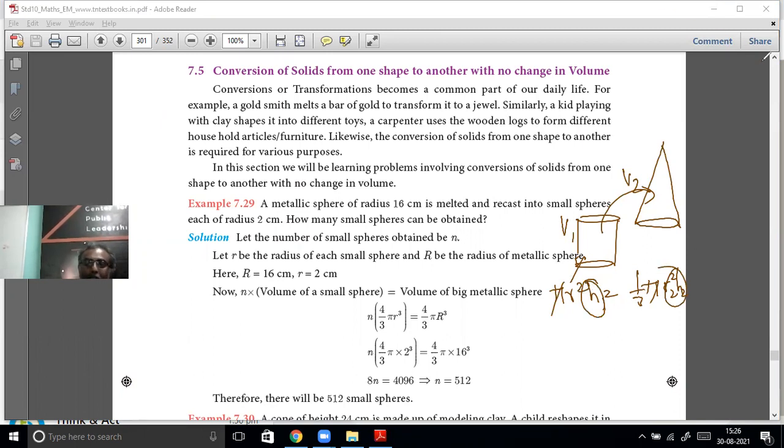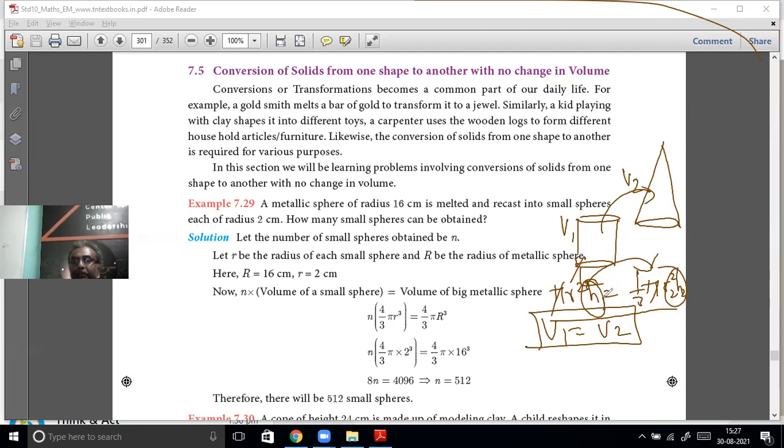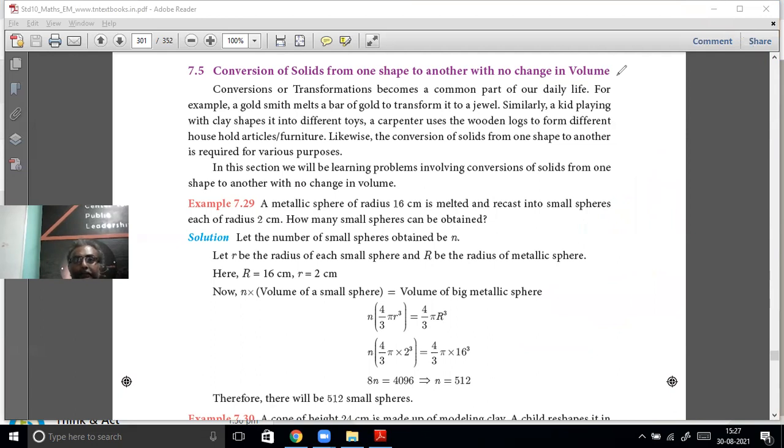That's all. Basically, one solid will be cast into another solid. So always you have to write first volume equal to second volume. V1 is equal to V2. That you will always have to assume. So first formula equal to second formula. From there, one element will be missing. You have to find that by taking it to the other side. That's all.